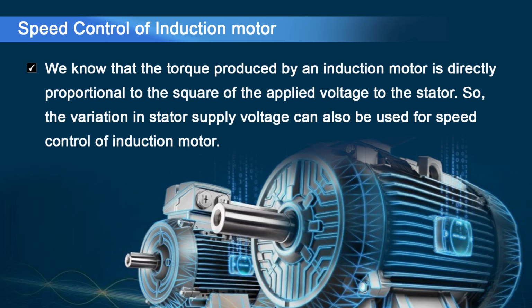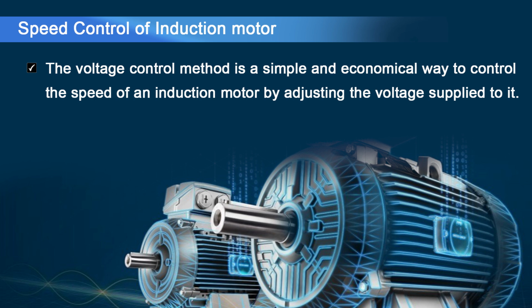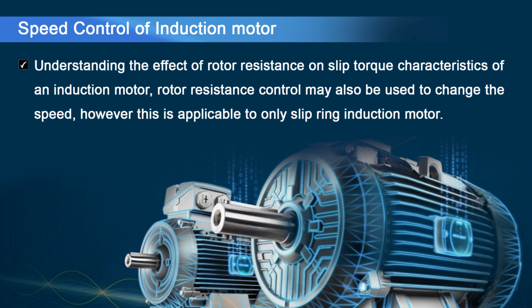Now, there is another point. We note that the torque produced by induction motor is directly proportional to the square of the voltage applied to the stator. So, the variation of stator supply voltage can also be used for speed control of induction motor. The voltage control method is a simple and economical way to control the speed of induction motor by adjusting the voltage supplied to it. Understanding the effect of rotor resistance on slip torque characteristics of induction motor, rotor resistance control may also be used for change of speed.